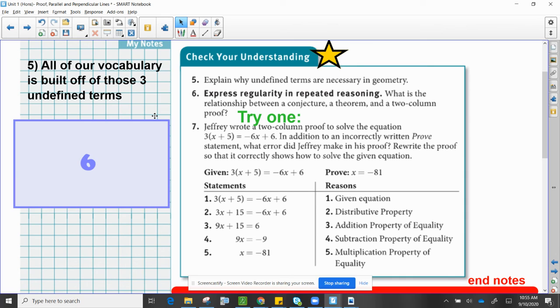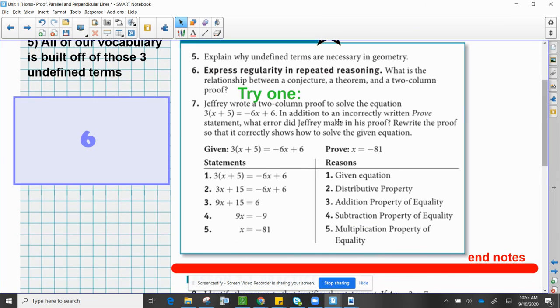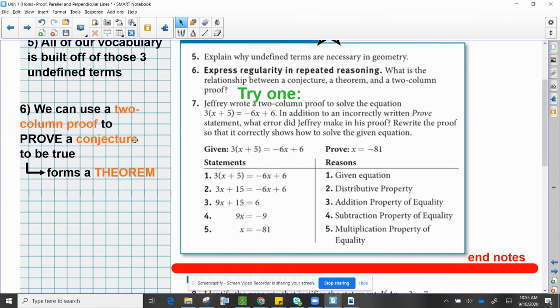All right, let's look at 6. What is the relationship between a conjecture, a theorem, and 2-column proofs? So it's kind of combining vocab from activity 2 with our conjectures and our theorems. And how do they relate to 2-column proofs that we just learned about? So take a second and think about that. Okay. Well, remember, a conjecture was just an assumption that we make. Okay. We assume something based on a pattern, so we make a conjecture about it. So we can use these 2-column proofs to actually prove if our conjecture is true or not.